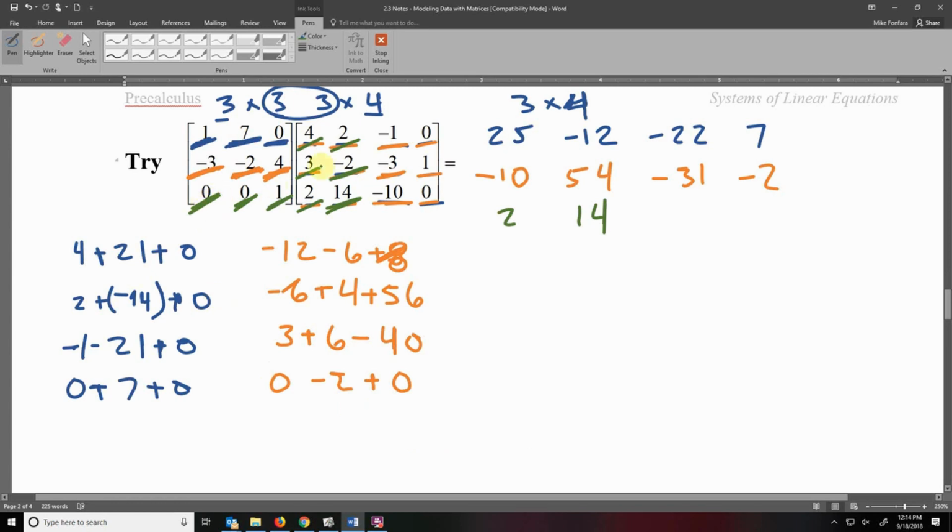Okay, then 0 times negative 1 is 0. 0 times 3, negative 3 is 0. 1 times negative 10 is negative 10. And then the last row by the last column. 0 times 0 is 0. 0 times 1 is 0. 1 times 0 is 0. So I've got 0 plus 0 plus 0. And that is my final 3 by 4 matrix.